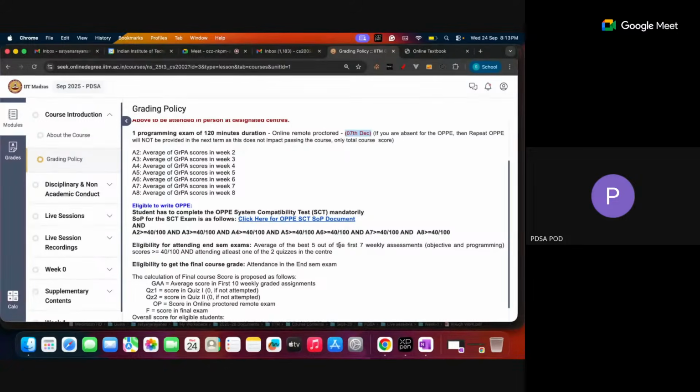OPP is a programming examination which contains 4 problems. You need to solve these 4 problems in 2 hours. So this is the OPP. Why is it really needed? Because somebody might feel the OPP examination is helpful only for increasing the total grade. It is not required for the end examination. Why struggle for it? But definitely you require it.